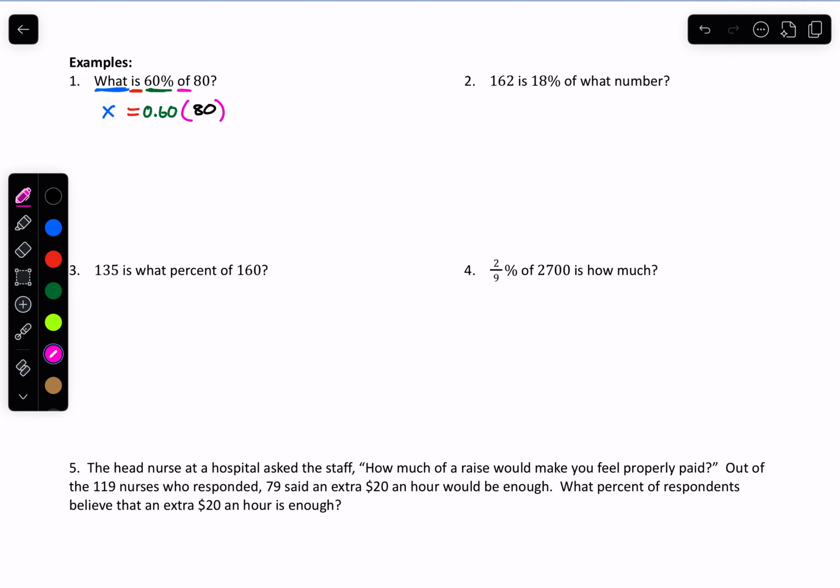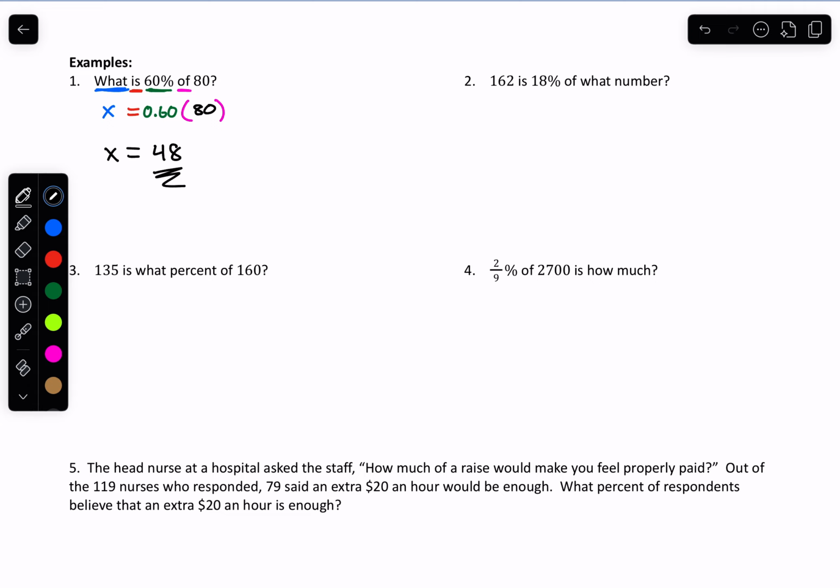So now to solve this, we don't have to really do anything. We just have to multiply the right side out. We're going to end up with x is equal to 0.60 times 80, which gives us 48 as an answer. So it says, what is 60% of 80? We would say that 48 is 60% of 80.